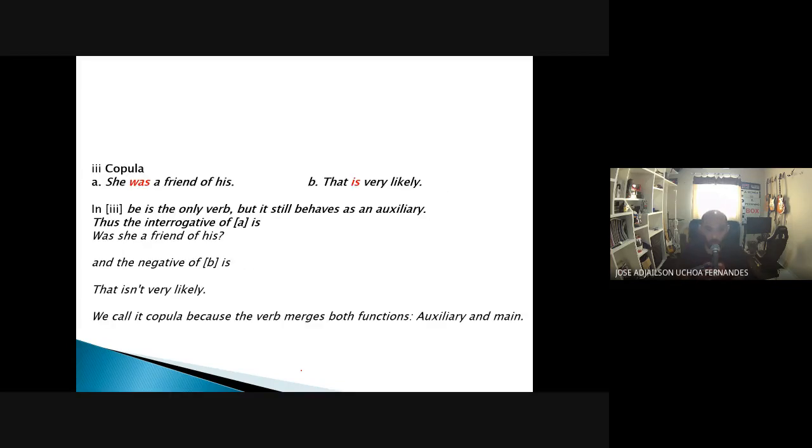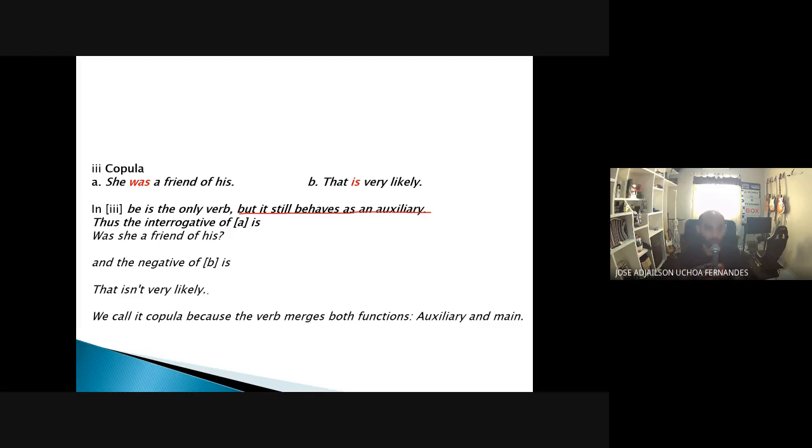And the third case is copula, in which be is both main verb and auxiliary. She was a friend of his, and that is very likely. That's very likely to happen. That's very likely to be dangerous. You complete it the way you want. So in 3, be is the only verb, but it still behaves as an auxiliary. This is very important. Although it's the only verb, it still behaves as an auxiliary.